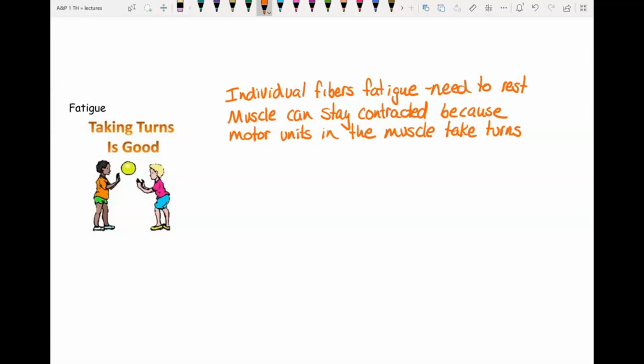That's how your muscles are. This is especially true in your back. That's where your posture muscles are. They have to work all day long. And the way they keep you upright all day long is the motor units within those muscles take turns.